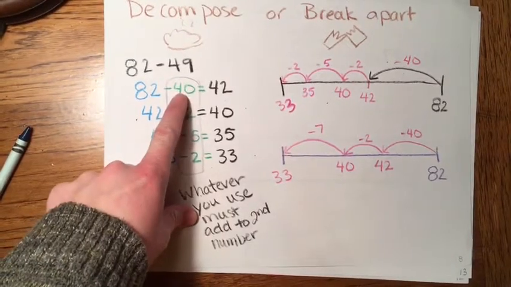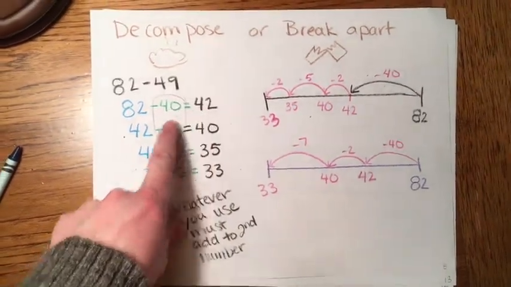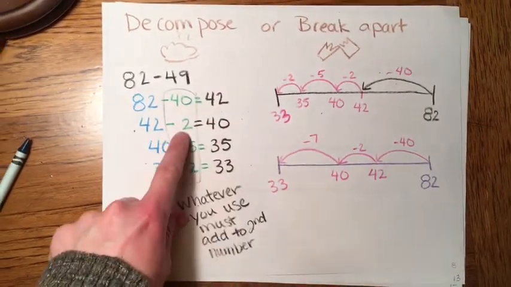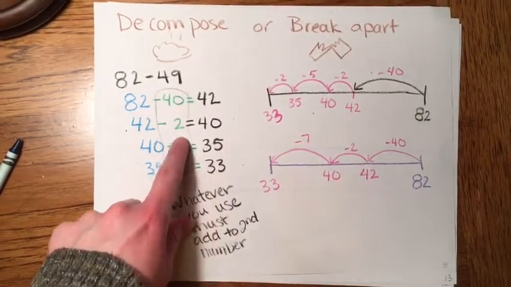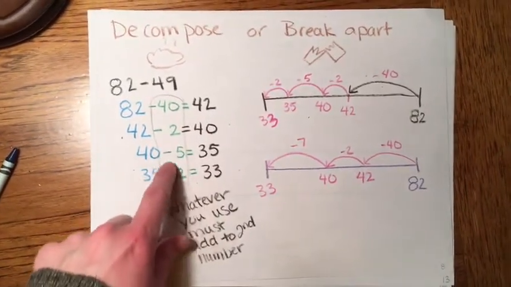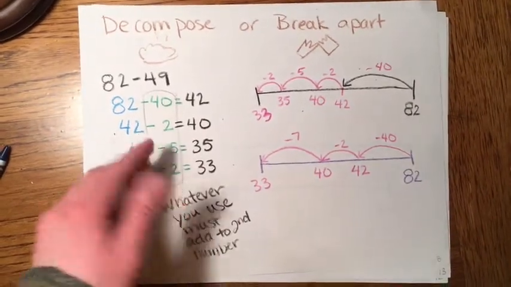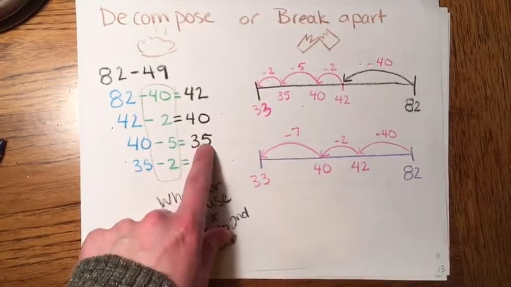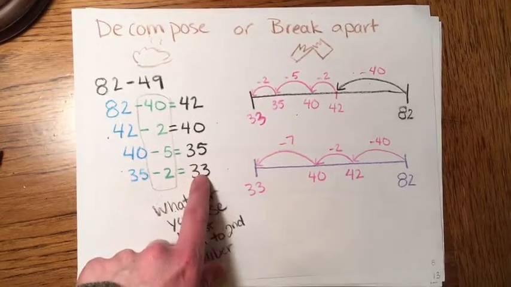So I'm going to take my tens group, which is 40. So 82 minus 40 is 42. I want to make 42 a nice number with a 0, so I take that 2 out. So 42 minus 2 is 40. I have 7 left, so I break that 7 into a 5 and a 2 because I know that I can subtract 5 easily from 40. So 40 minus 5 is 35. I still have that 2 left, so 35 minus 2 is 33.